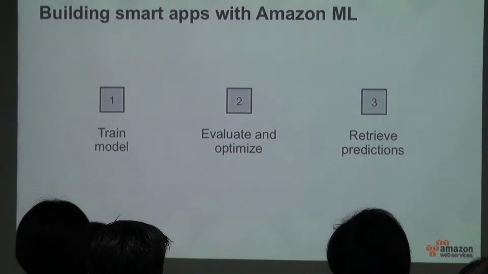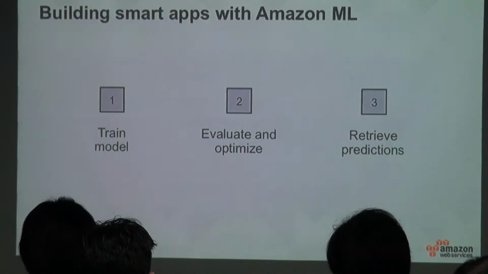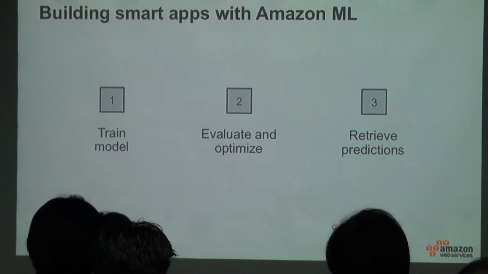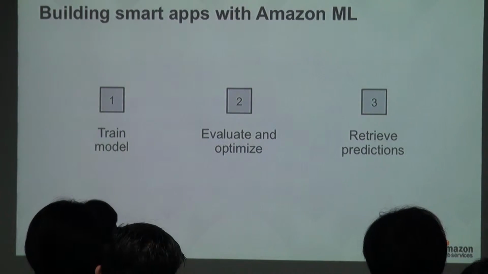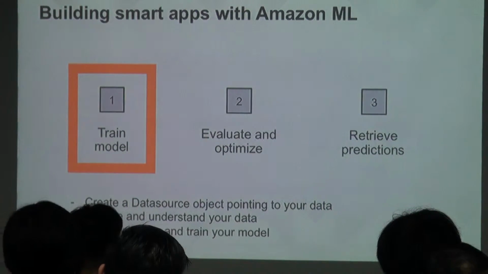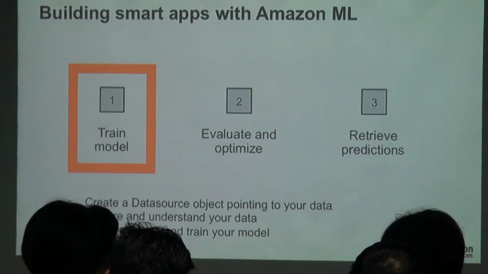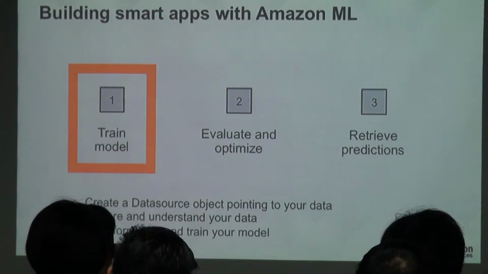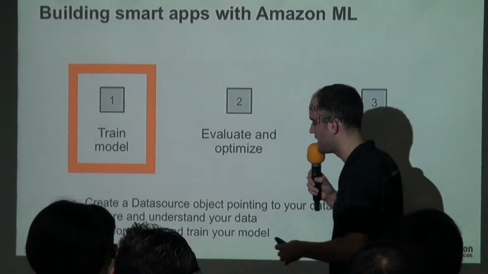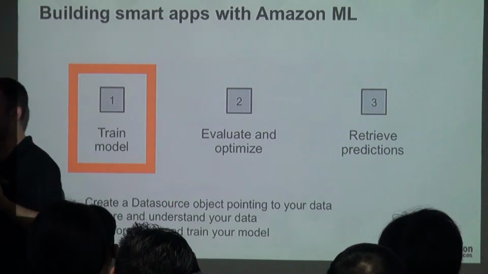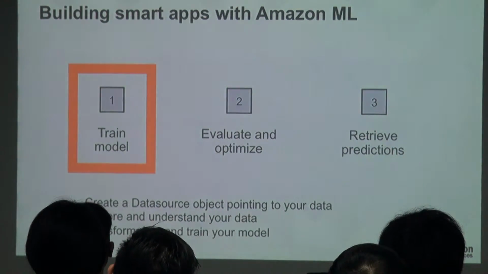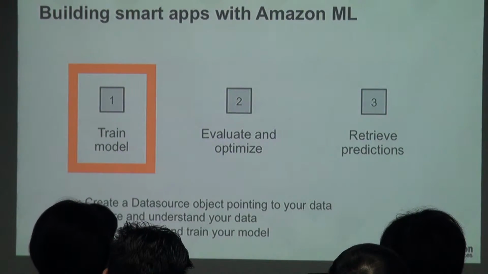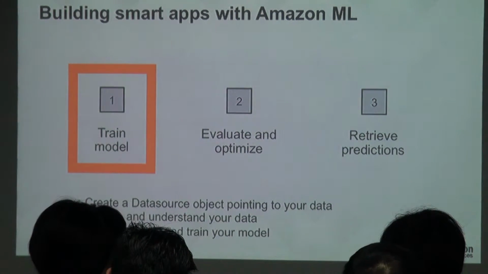Three steps with Amazon Machine Learning, just like with any machine learning. Basically, train your model, evaluate it, and retrieve the prediction. So let's look at the train model step first. This means that we're going to create a data source where we're taking the data from which we want to train the model, and we want to explore it, understand it a little bit better, maybe clean it a little bit further before we train the model, and then effectively train the model.